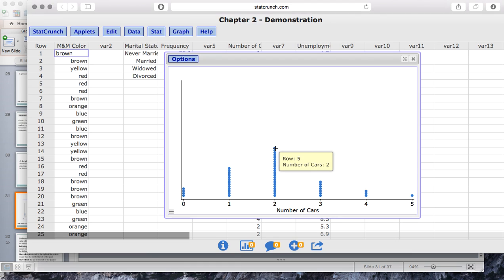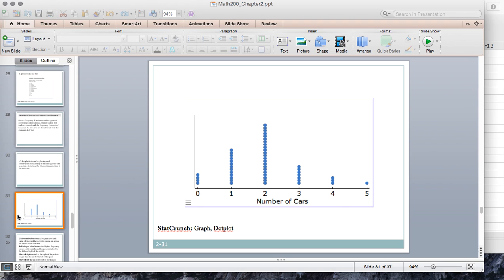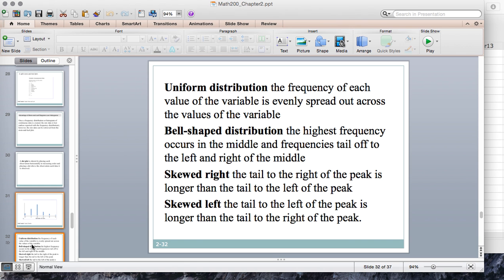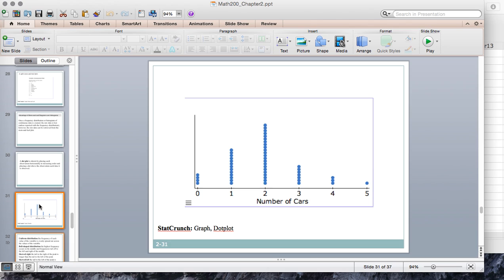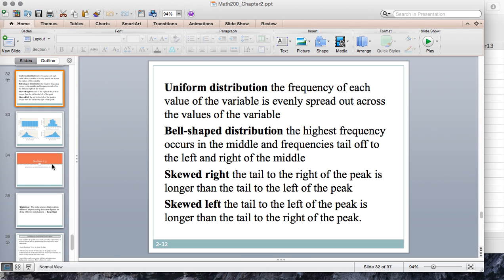And if I mouse over this, it's going to give me some information here. It's showing me what row my data is actually from. But it looks like we have 4 households that had 0 cars, and we could count the rest of these to see only one household with 5 cars. So it shows us the same thing that a frequency table would, but in a more visual form.